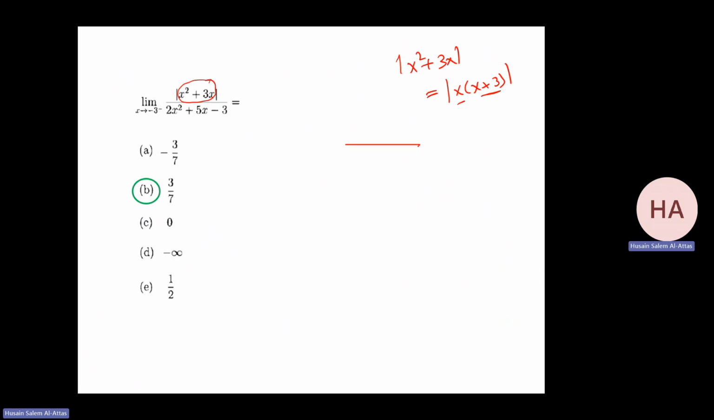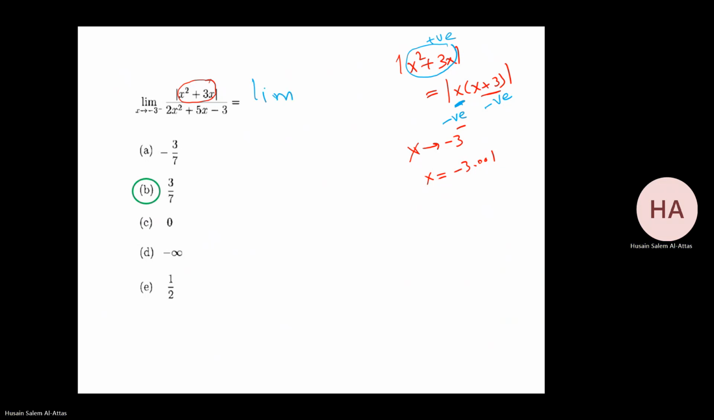So now I check x. x goes to minus 3 from the left. So I take x as minus 3.001. Now plug it. You have what? This will be negative. This, minus 3.001 plus 3, also this one is negative. So the total, negative times negative, will be positive. Everything should be positive inside the absolute value. So now I get rid of the absolute value.